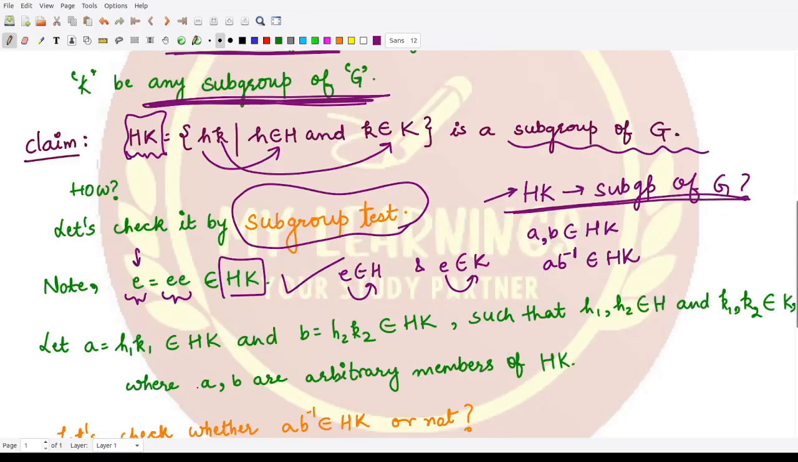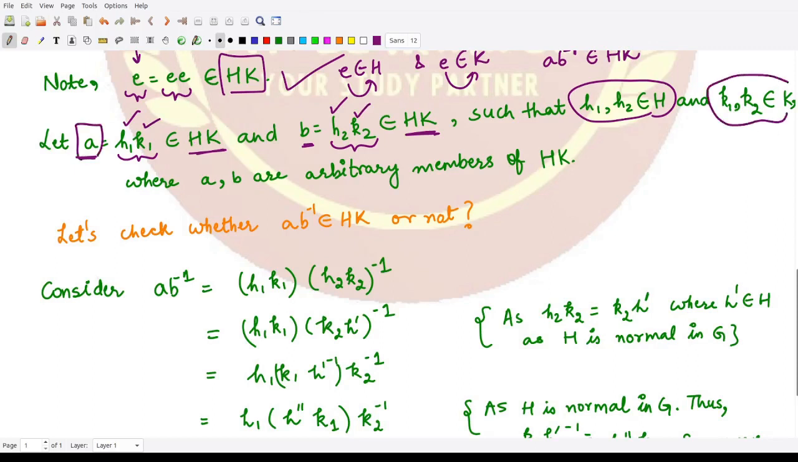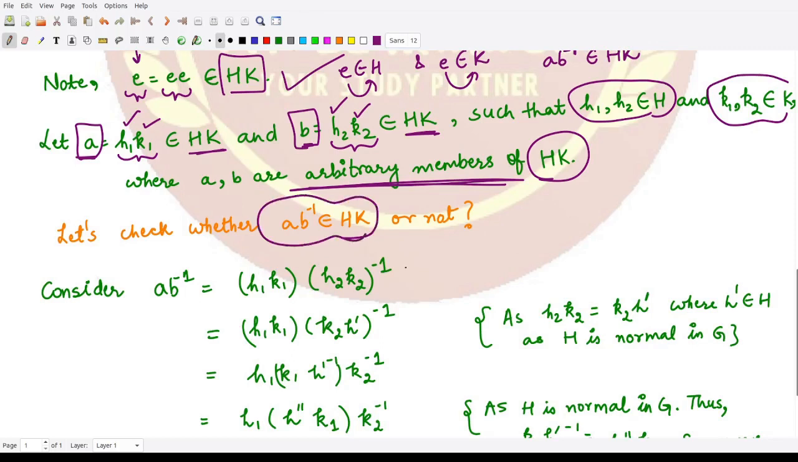For the second part, we need to check the condition for A and B. Let the elements A and B be h1k1 and h2k2, present in HK, such that h1 and h2 have been taken from the normal subgroup and k1 and k2 have been taken from the other subgroup, such that these two elements A and B act as arbitrary members of HK. Then only our result would be true. Now we need to check whether the element AB inverse is also present in HK. Is it the case or not? So let's have a look.